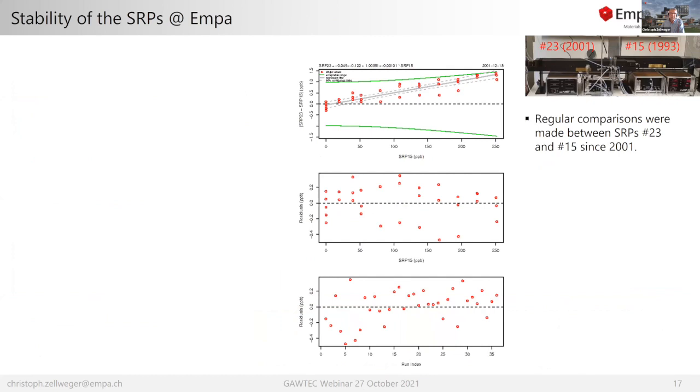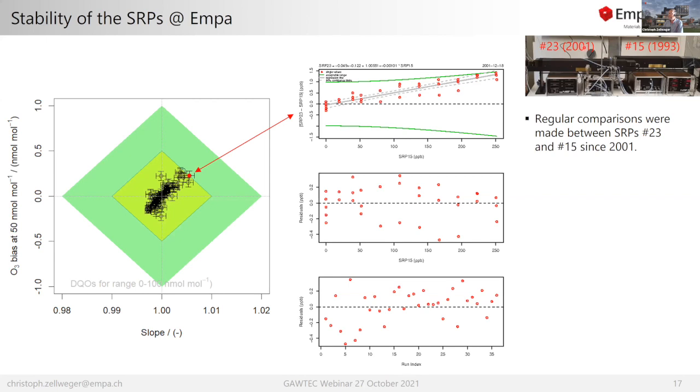So let's have a look at the stability of the standard reference photometers. As I mentioned, we have two of them at EMPA. One since 1993, number 15, and then we bought another one 20 years ago, number 23. Since then, we are regularly comparing them against each other. So you see here a comparison. This is the difference between the two instruments, and it gives a slope. And I just make this kind of plots.